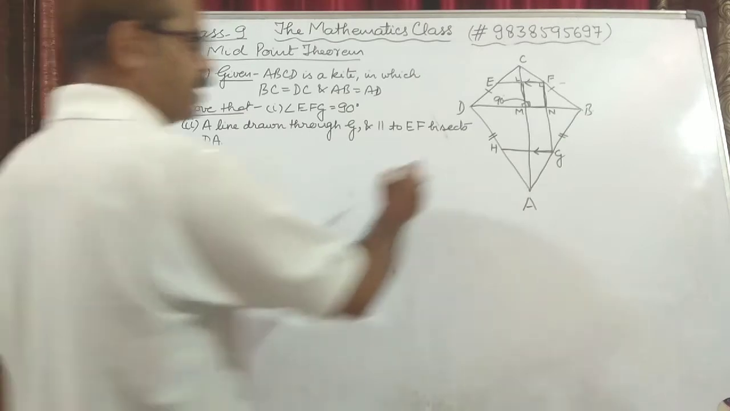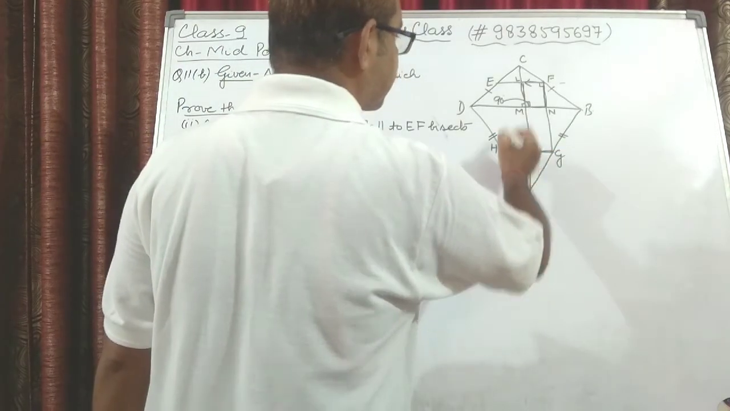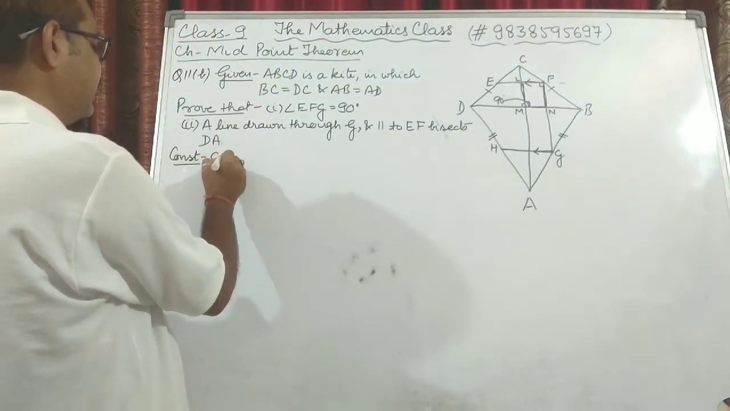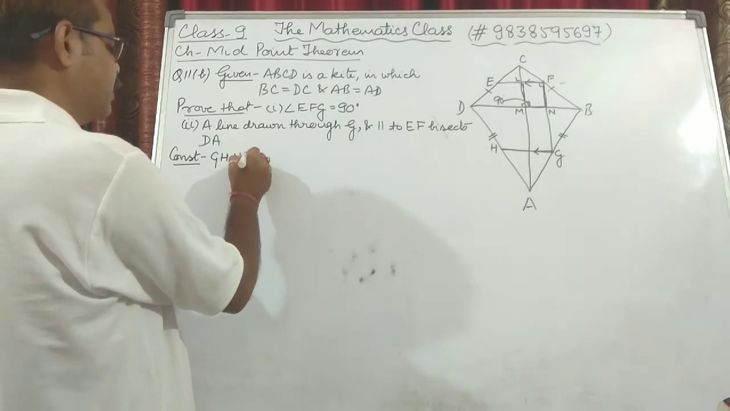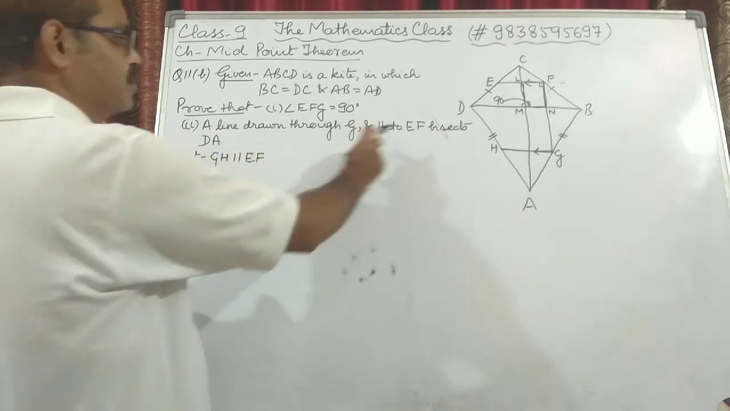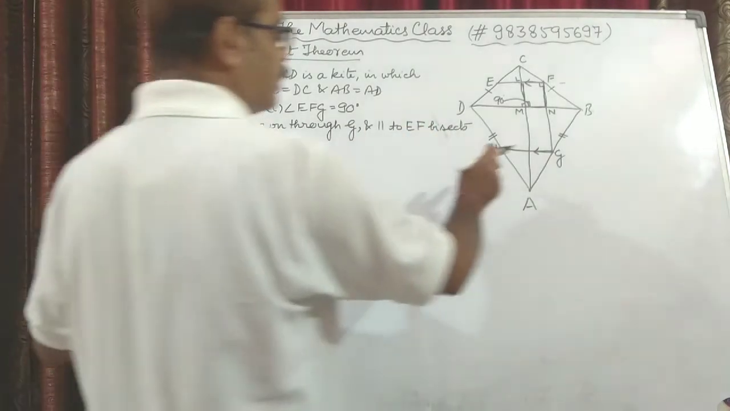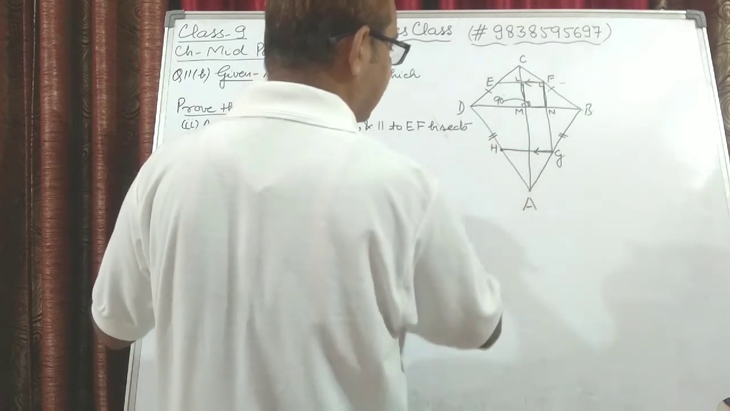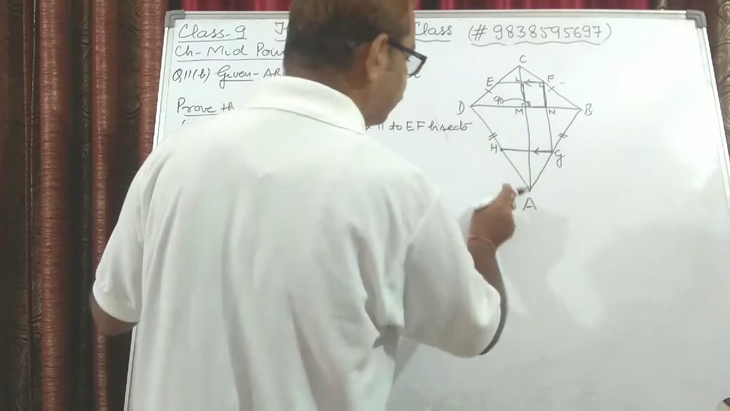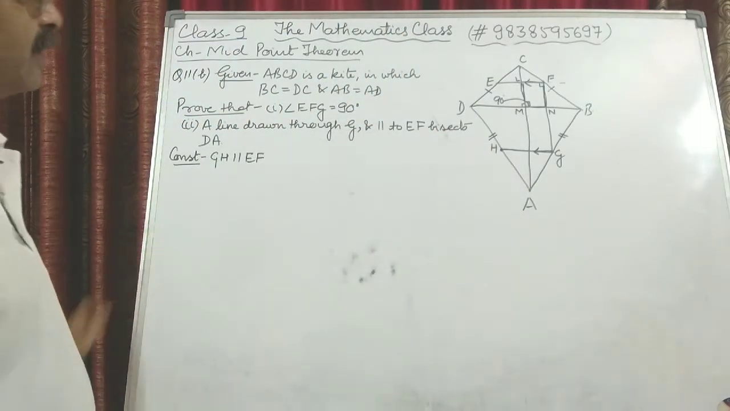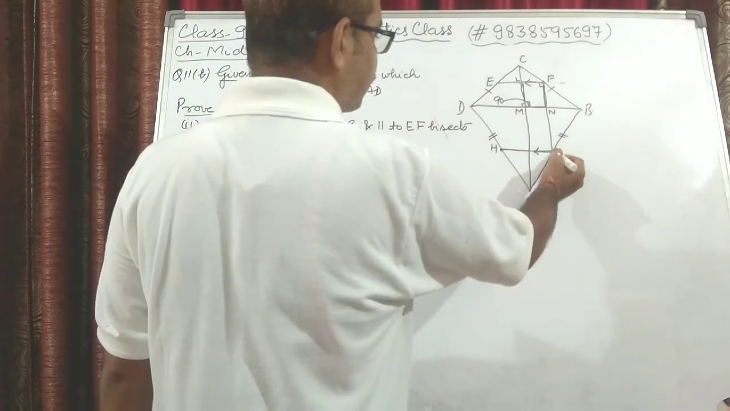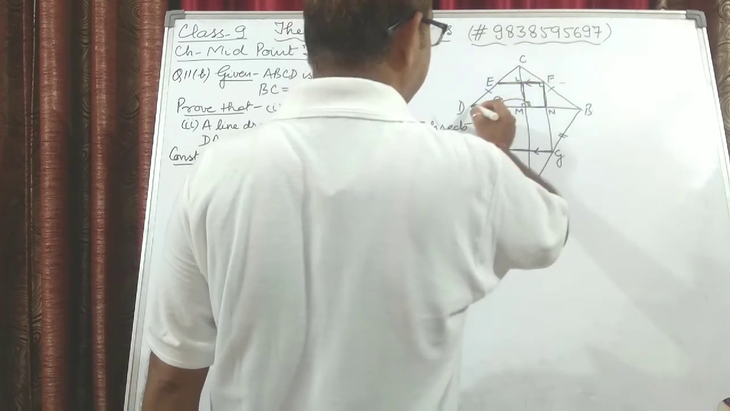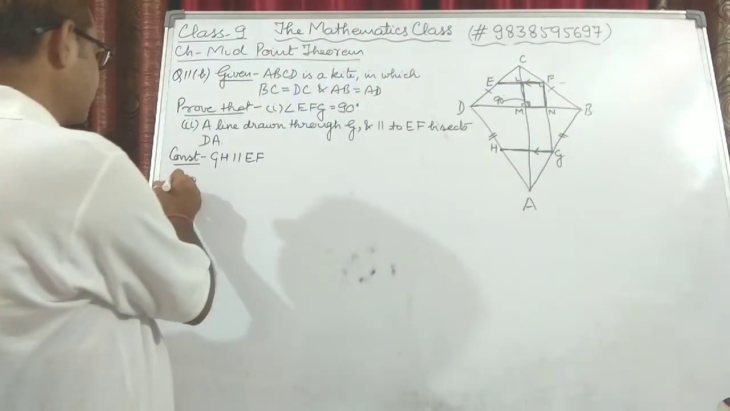Now in the second part, what we have done, we have constructed GH parallel to EF. So we'll write construction: GH parallel to EF. Now we have to prove that line GH, which is parallel to EF, bisects DA, means we have to find that H is the midpoint of DA. This is the midpoint and this line is parallel to this line. At the same time this line was parallel to this line. So we will write down the proof.